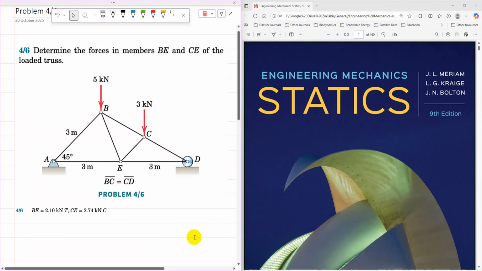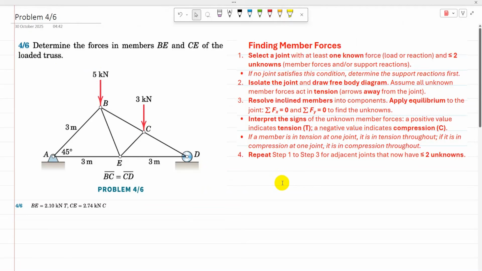This video tutorial is the solution to problem 4-6 of Engineering Mechanics Statics, 9th edition. The statement of the problem is to determine the forces in member BE. So there is BE and CE. We need to find the forces in members CE and BE of the loaded truss. So the steps are here.